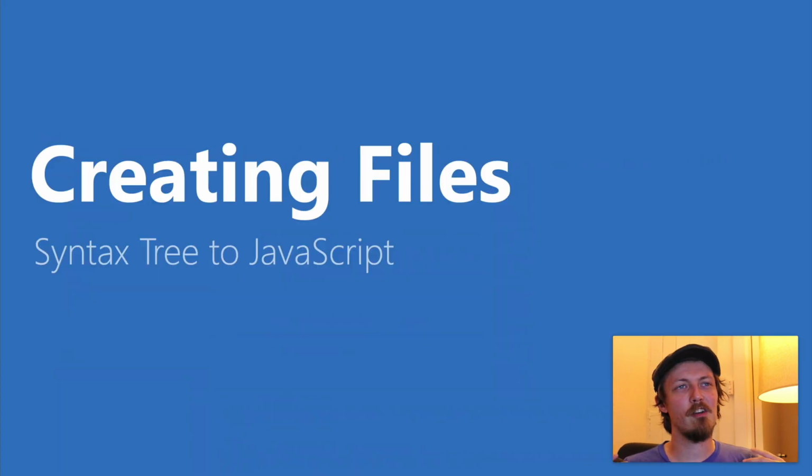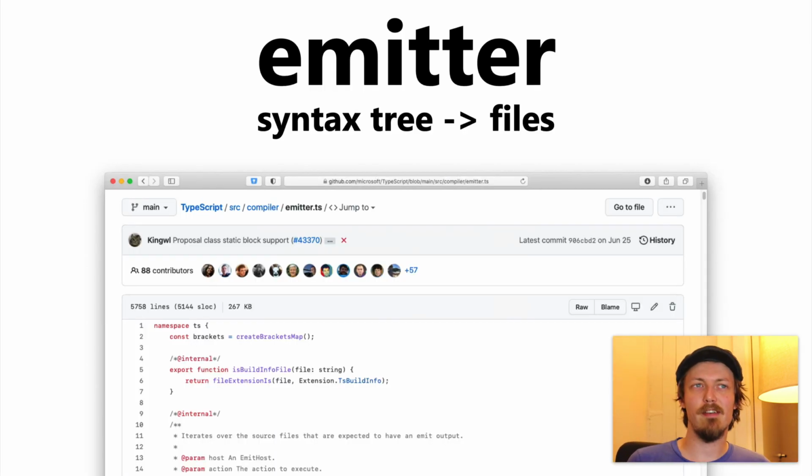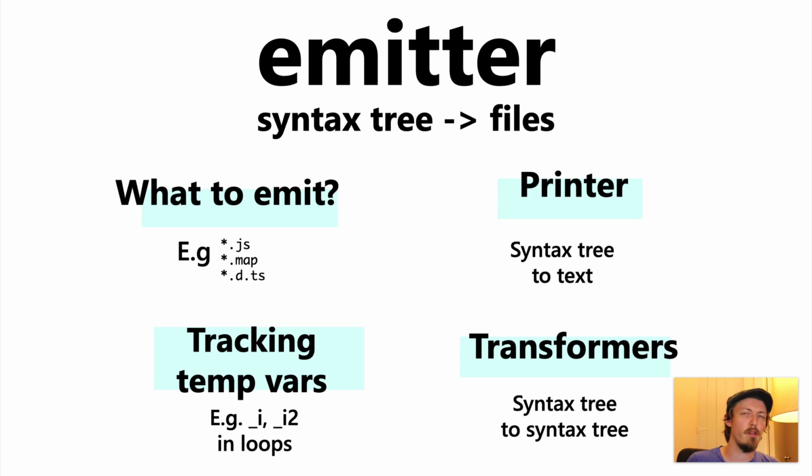All right, let's look at creating files. So we have the emitter. That's the main object that's responsible for taking syntax trees and turning them back into a file. It handles a few different things, like figuring out what type of things to emit. Should it be a DTS file? Should it be map files? Should it be bundled? And it keeps track of what temporary variables are used inside a file, so that they don't clash. And this file actually hosts a thing called the printer, which takes up the majority of the source code in the file.